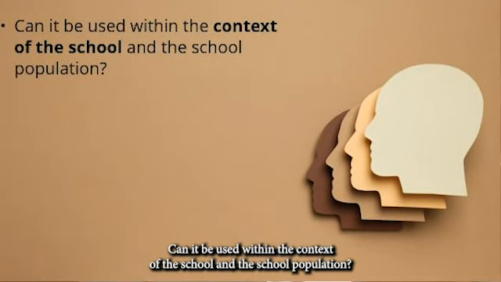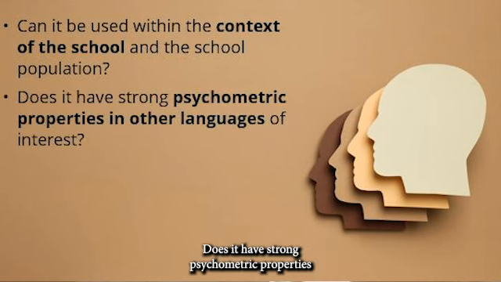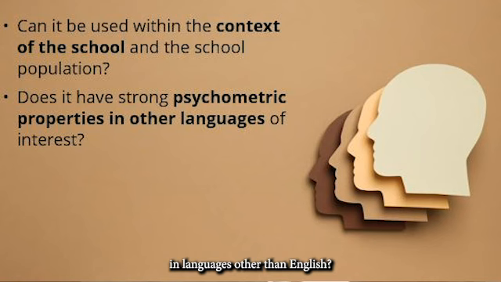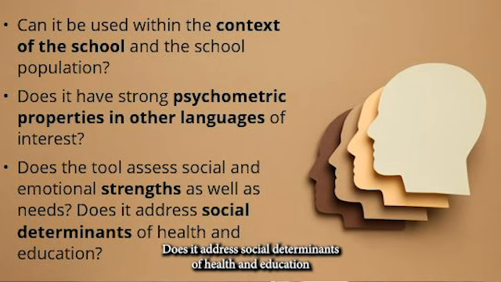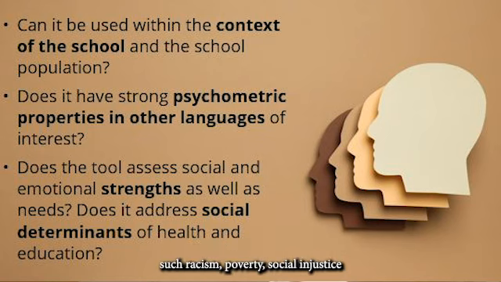Can it be used within the context of the school and the school population? Does it have strong psychometric properties in languages other than English? Does the tool assess social and emotional strengths as well as needs? Does it address social determinants of health and education, such as racism, poverty, social injustice, or food insecurity?